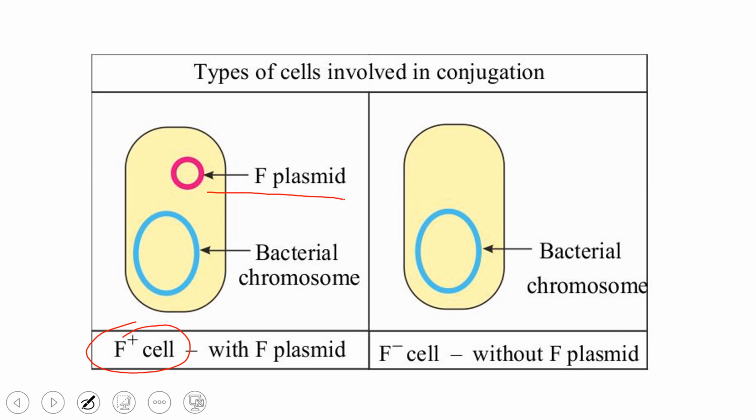In the case of F minus cells, there is no F plasmid present, so this is also called the female bacteria. The F plus is also called the male bacteria. So F plus has the F plasmid, but F minus doesn't have the F plasmid.